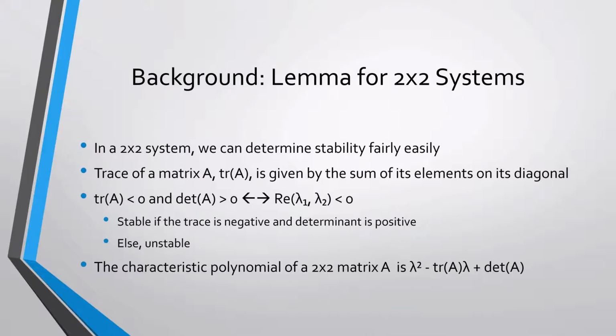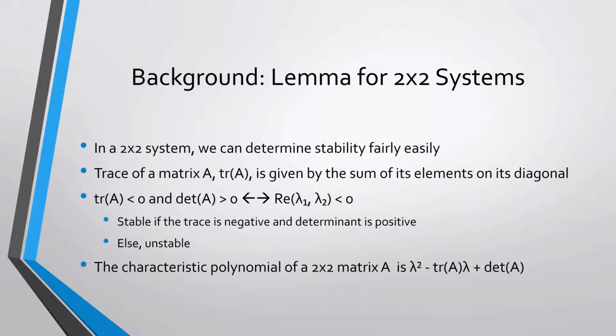Since in this article we will be looking at 2 by 2 systems, there is a very useful shortcut to determining the sign of the real parts of the eigenvalues by using the trace and determinant of our matrix. The trace of a matrix is given by the sum of all the elements on its main diagonal. The determinant of the matrix is given by the product of the main diagonal elements subtracted by the product of the off-diagonal elements.